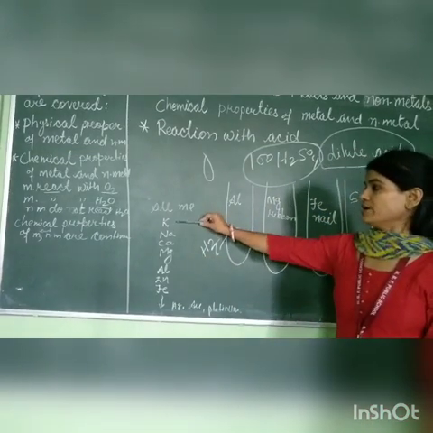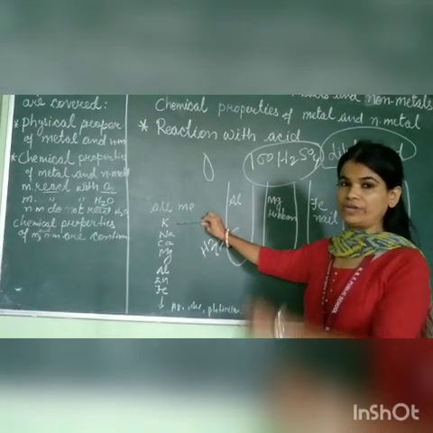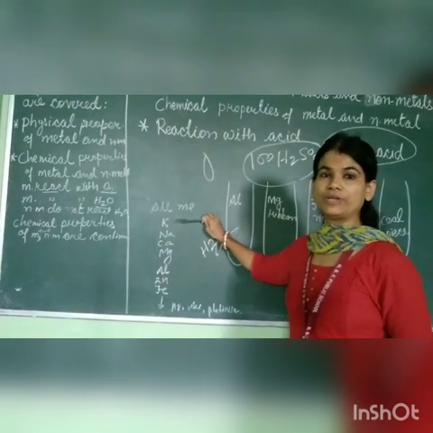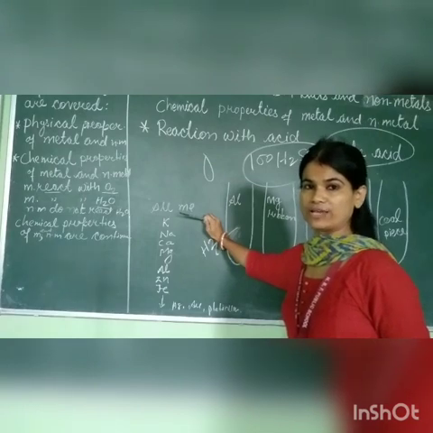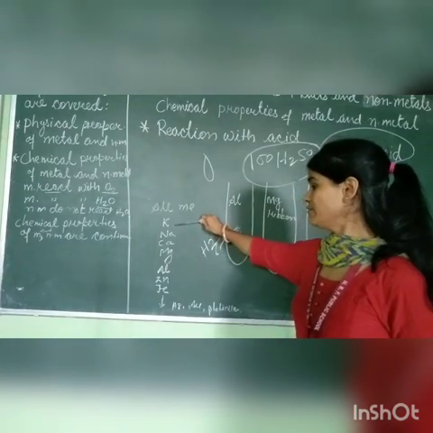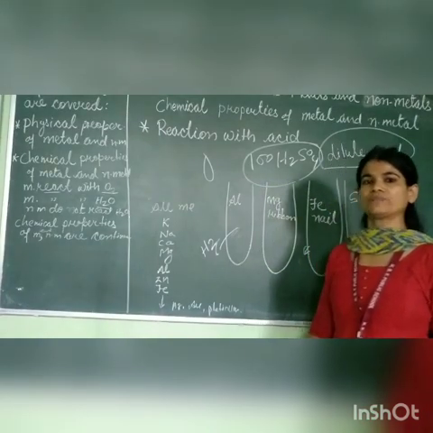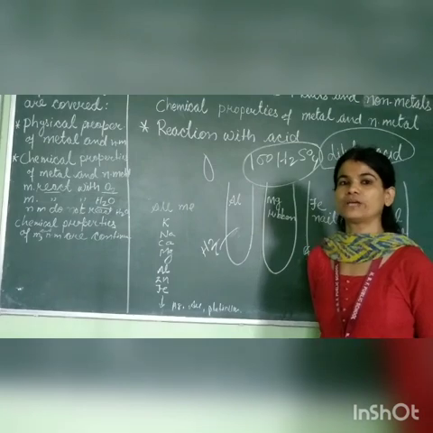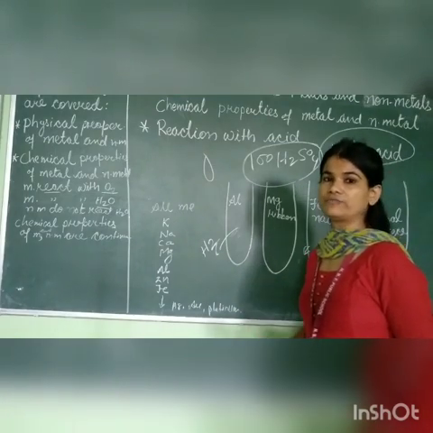First I have written potassium, because potassium is highly reactive. When it reacts with acid, it makes a high amount of heat and releases a high amount of hydrogen gas. So it is highly reactive, and there is little or no effect on gold, platinum, copper, and so on. These are all written at the bottom of the reactivity series.